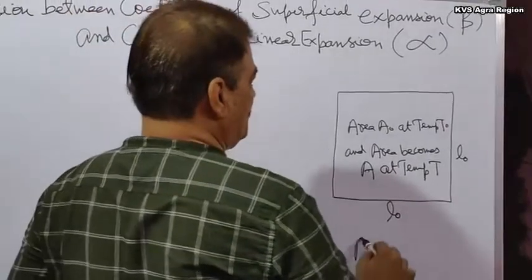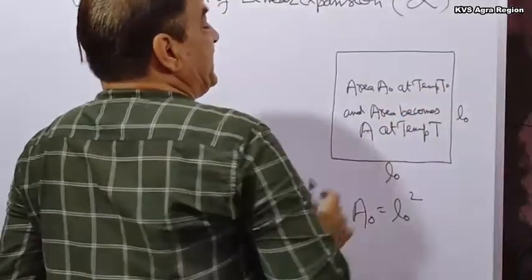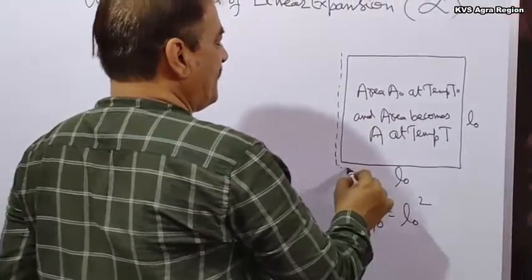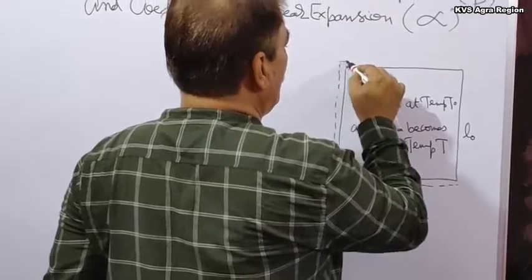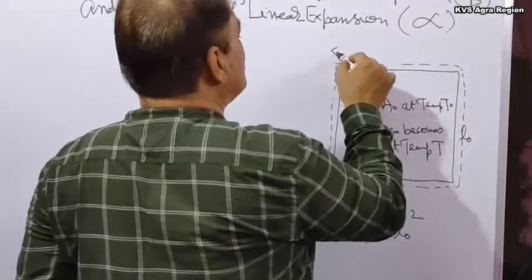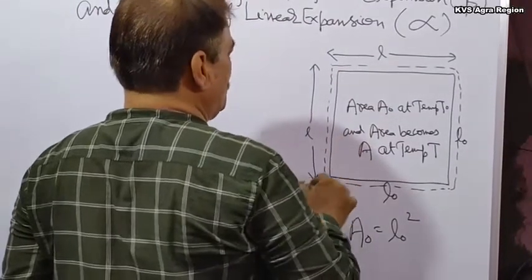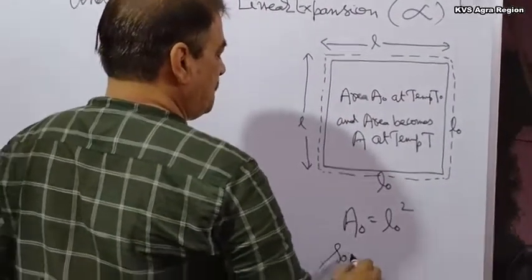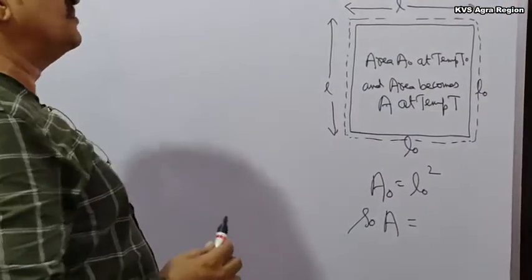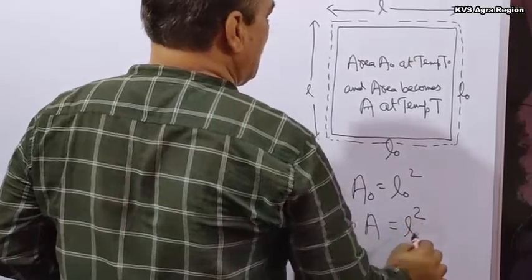So A naught is equivalent to L naught square at temperature T naught. When the temperature is increased to T, then what happens? Length becomes L, increasing from L naught, and width also. So the area, when the temperature is increased to T, becomes A. A means at that time the sides are L.